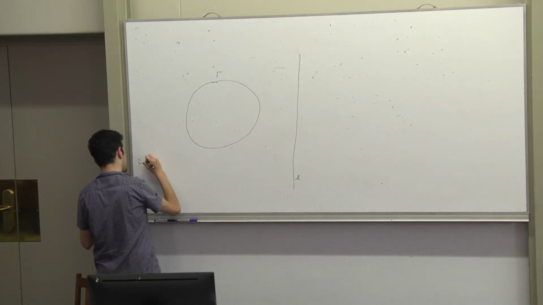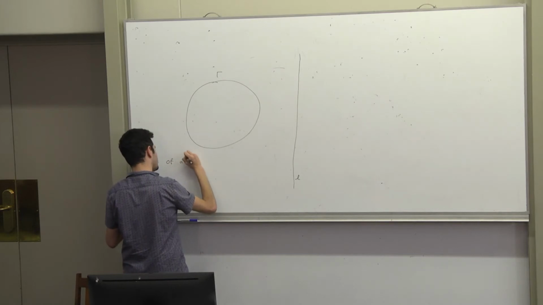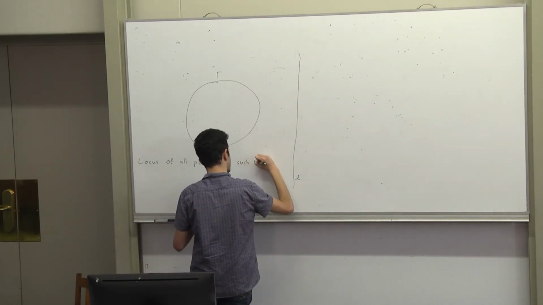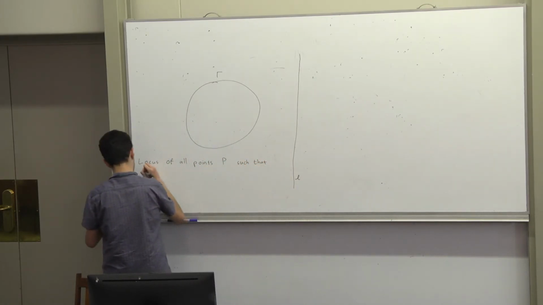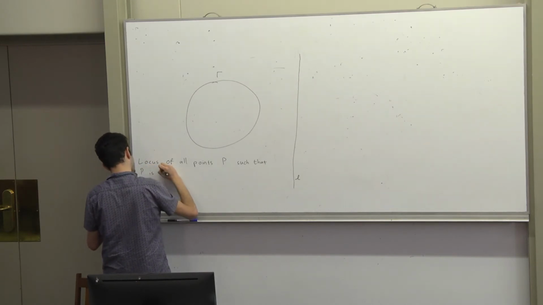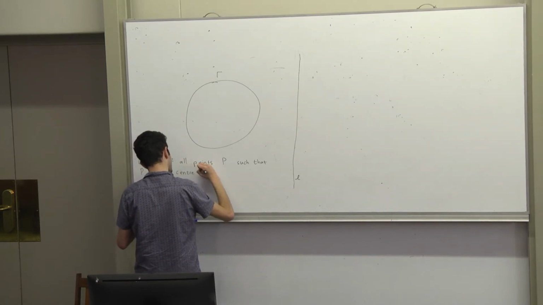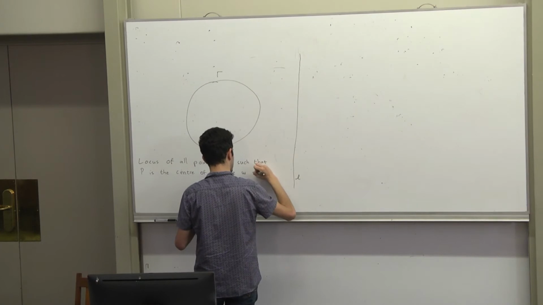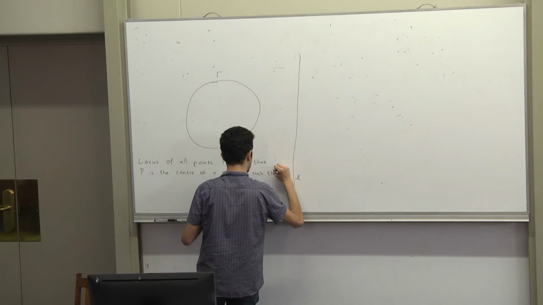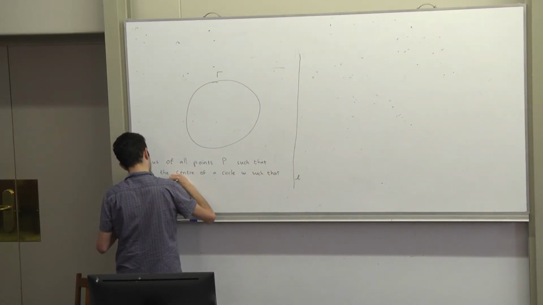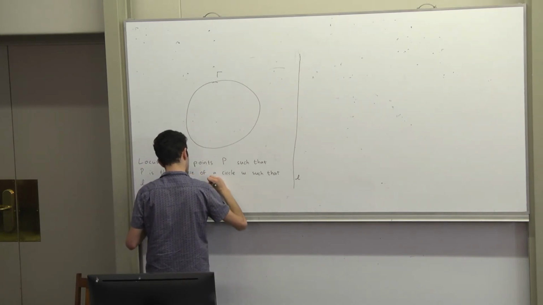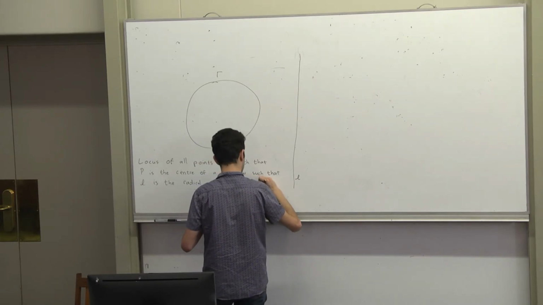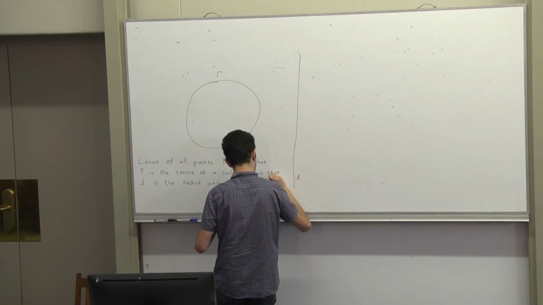So I'll just write this down because I probably have to explain some terminology. P such that P is the center of a circle omega such that L is the radical axis of omega and gamma.